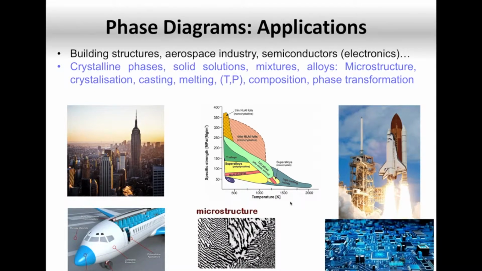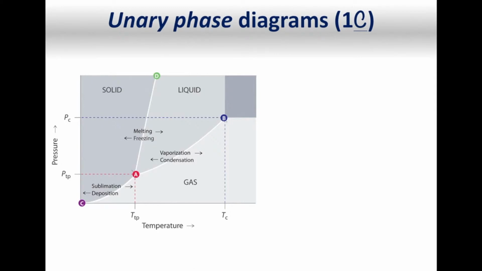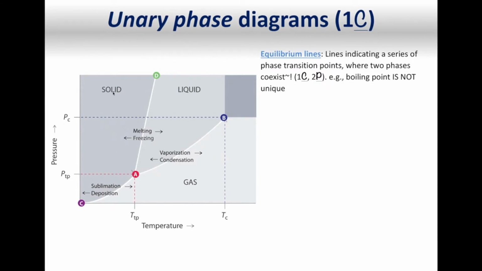This is important in many applications. We're going to discuss this, but have that in mind. It's actually very important to know the phase diagrams for different substances. What you need to know are the basics about phase diagrams, particularly for phase diagrams of one component, unary components. Equilibrium lines.